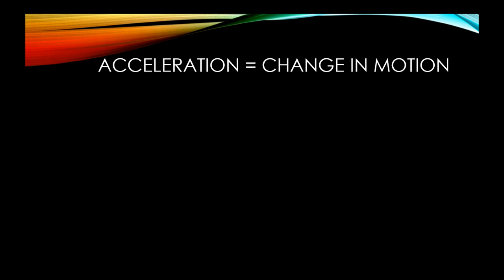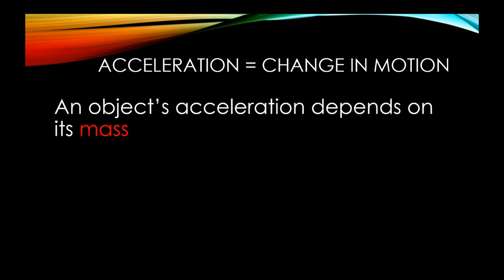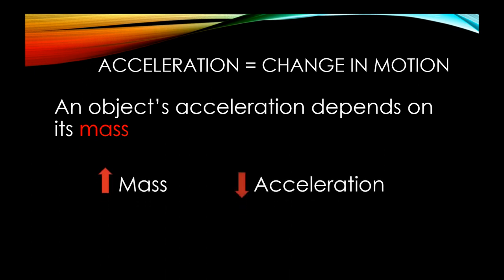Remember that we called Newton's first law the law of inertia. Inertia is the tendency of an object to keep doing what it's doing. And the heavier the object, the more difficult it is to get it to change its motion. So an object's acceleration also depends on its mass. The more mass something has, the less its acceleration will be. This is what we call an inverse relationship. So something with a high mass will be more difficult to change its motion.